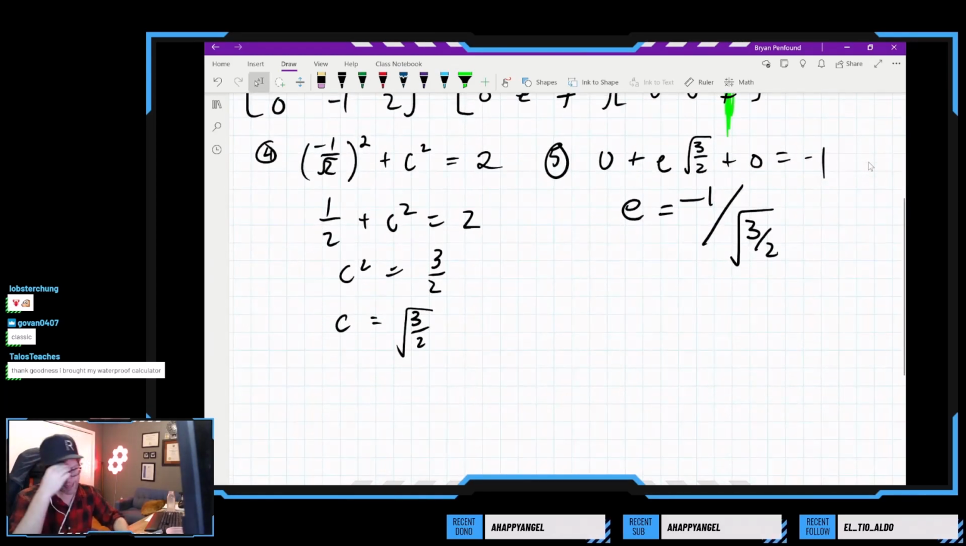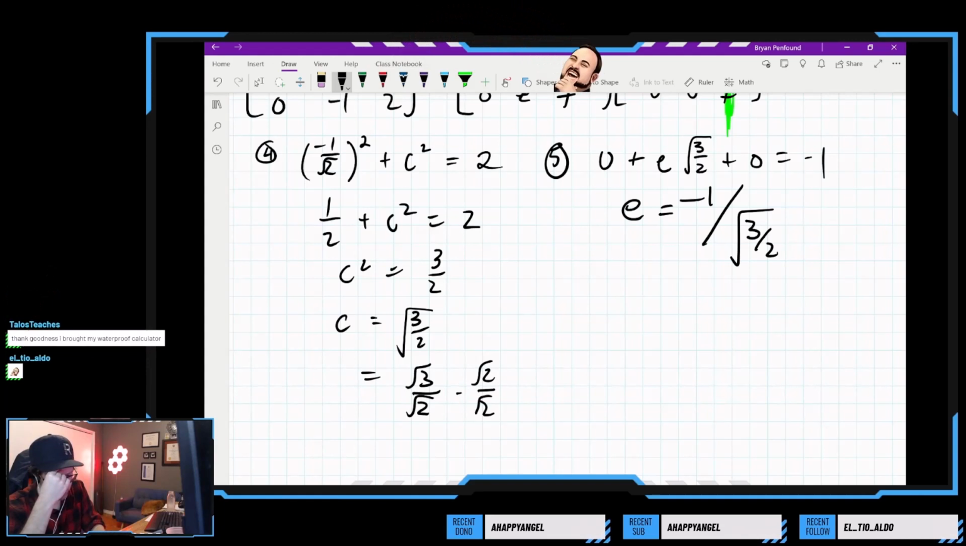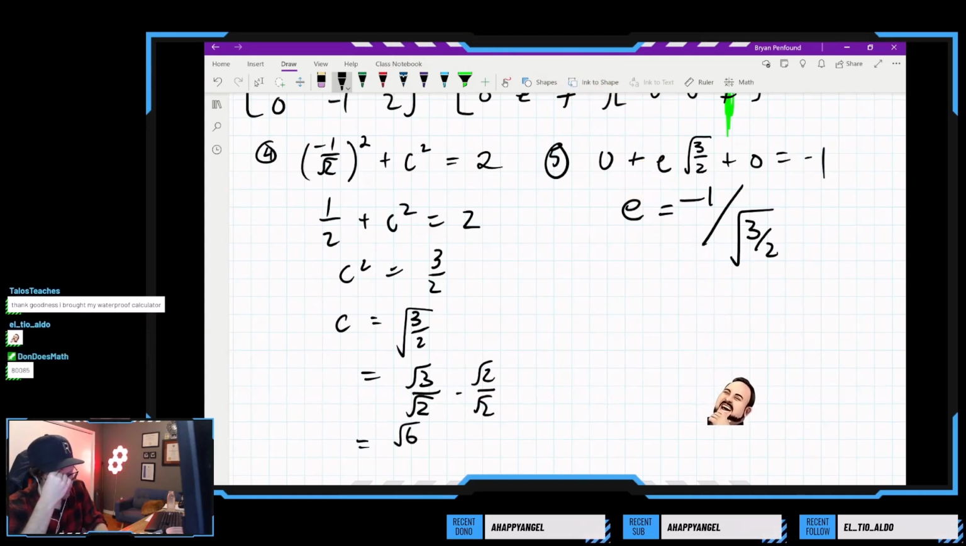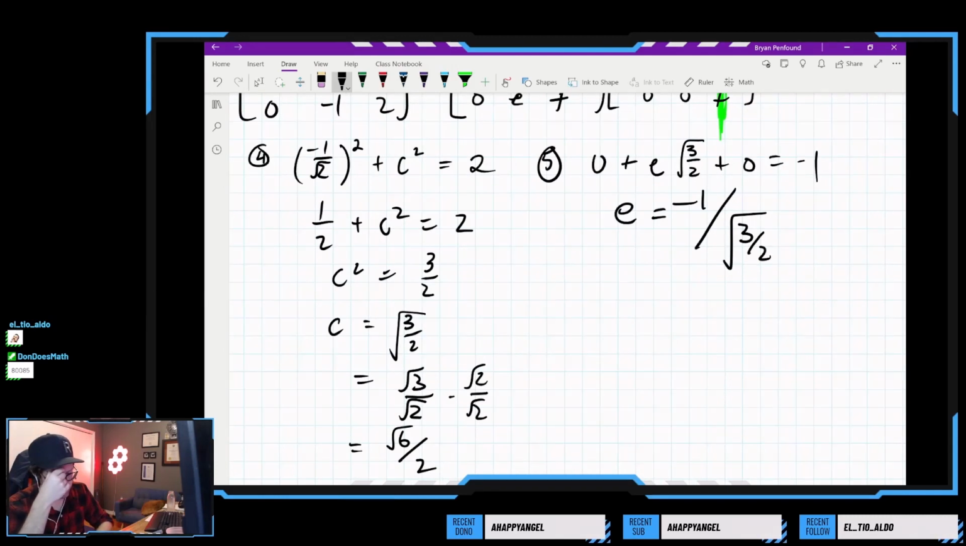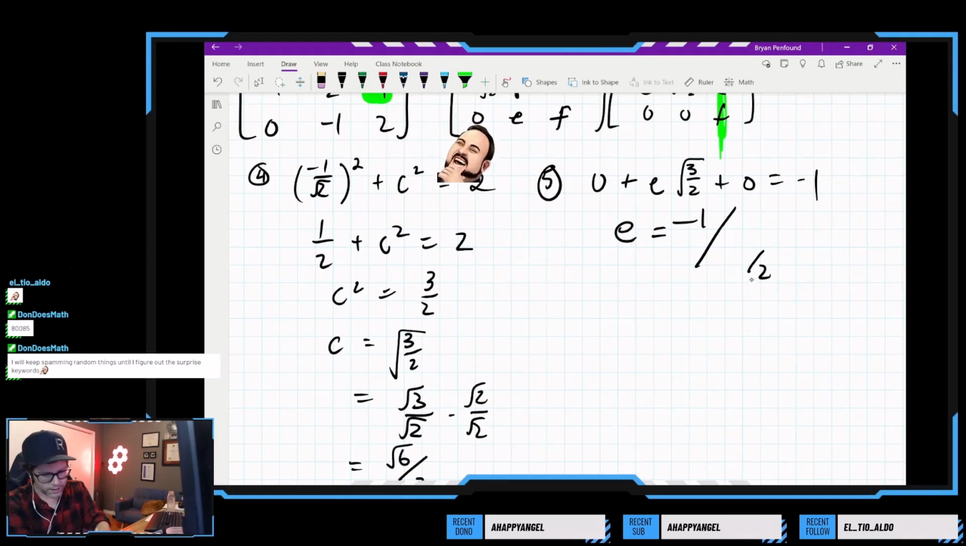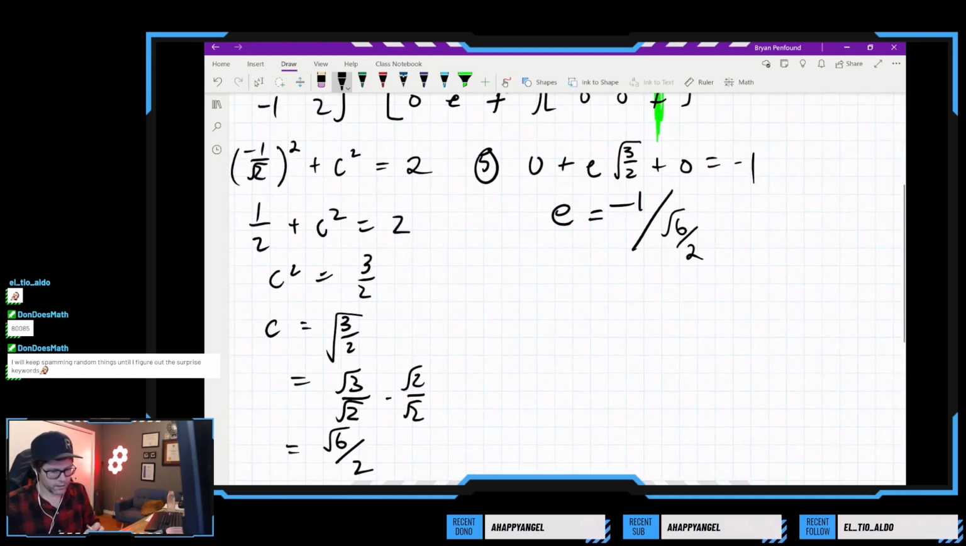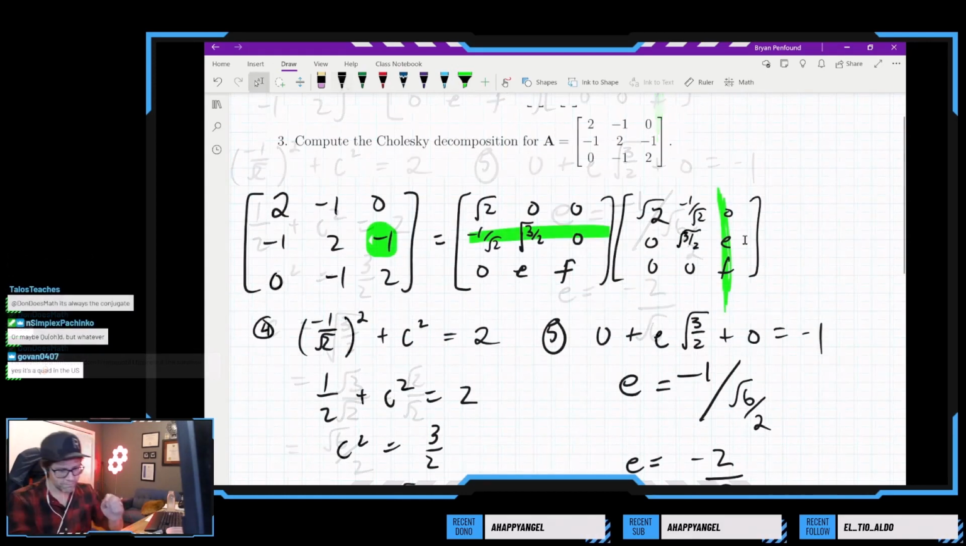Okay, so Talos, you're saying that maybe we can rewrite this to make it look nicer. So this is root 3 over root 2. We could multiply by root 2 over root 2, correct? So then we would have root 6 over 2. I'm okay with that. That looks a little bit nicer than what we had. And if we do that, that means over here we can divide by root 6 over 2, and we can simplify E to get -2 over root 6. -2 over root 6. It's such a fun word to say.